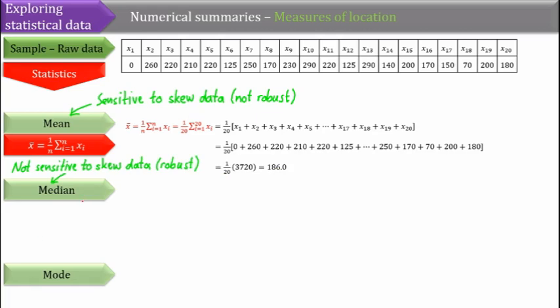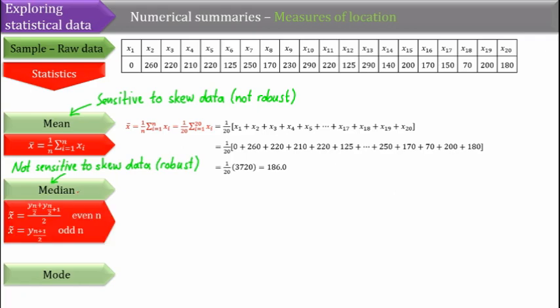The median is the middle point of the data. It is not sensitive to skew data. So in other words, it is robust. So that means if we have extreme values in the data set, or if the data set is skewed, it's not going to affect the reliability of the median. The median will still tell us what it's supposed to tell us, but the mean will not be that reliable for skew data. So if we have skew data, or data with outliers, the median is actually a better method to use to indicate location instead of the mean.